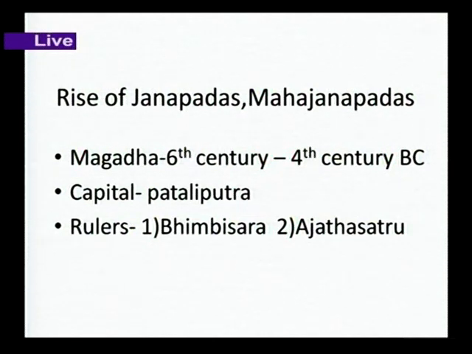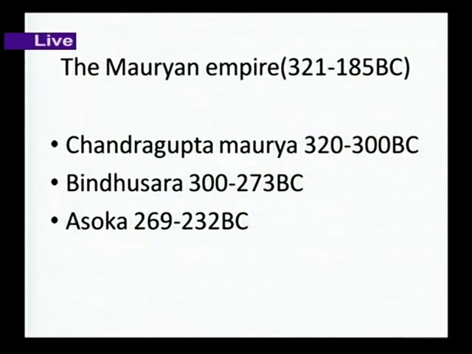Then after Buddhism, we have many small kings who came into existence in India, that you call the rise of Janapadas and Mahajanapadas. Janapadas, this word, means ruling a small place. When they extended their kingdom and occupied other kings' lands in war, when the kingdom expands, you call it Mahajanapadas. We have important rulers like Magadha, who ruled from 6th century to 4th century BC. And the capital of Magadha was Pataliputra. Important rulers like Bimbisara and Ajatashatru ruled Magadha. After Magadha, we have an important dynasty, that is the Mauryan Empire.